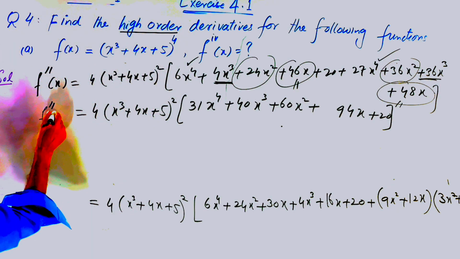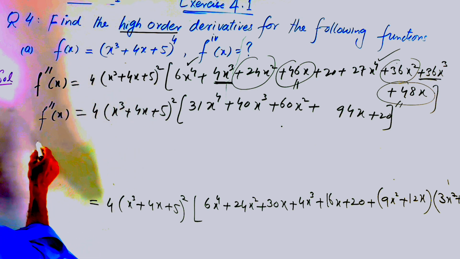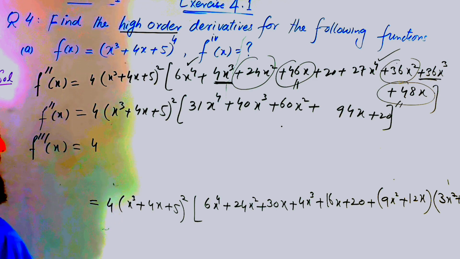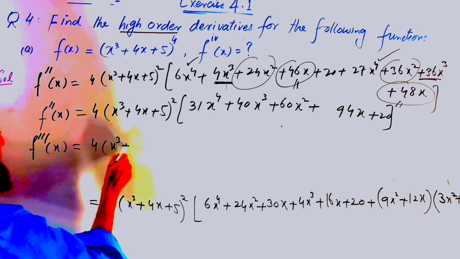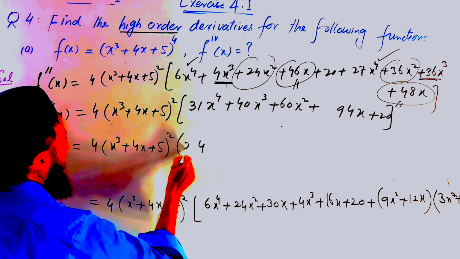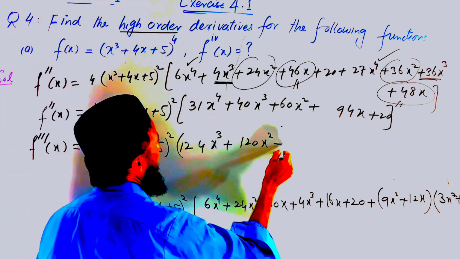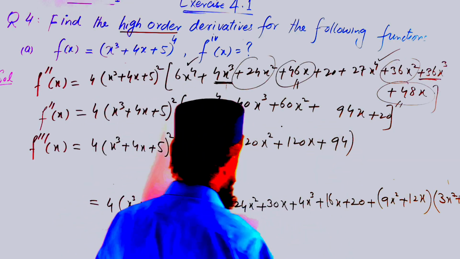The second derivative, we are finding the third derivative of this function. We are applying the product rule once again, differentiating for the third derivative. So for this, u and v are the complete terms: x cube plus 4x plus 5, and the derivative of this function is 124 x cube plus 120 x square plus 120x plus 94.